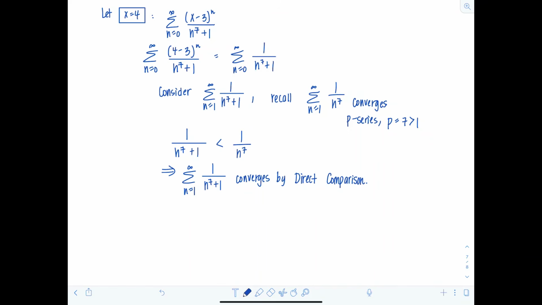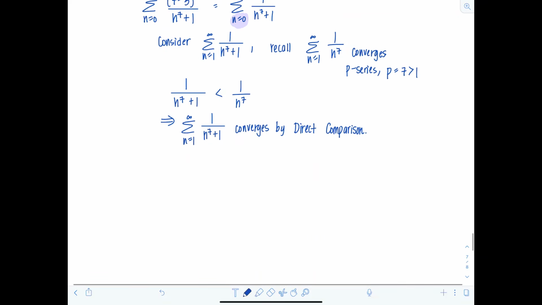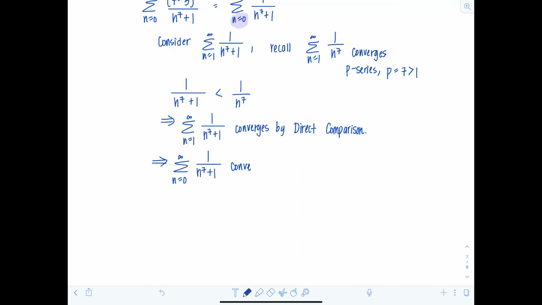Okay, but you might be worried. Remember, our series started at 0, not at 1. But think about it. If your infinite series converges and I just add in one more term, is that going to harm or change the fact that it converges? No, you're just adding in one more term. That's a finite number of terms, so that's no problem. So you have to state, though, that you've thought about such a thing. So this means that the sum, n equals 0 to infinity of 1 over n to the 7th plus 1 converges also.